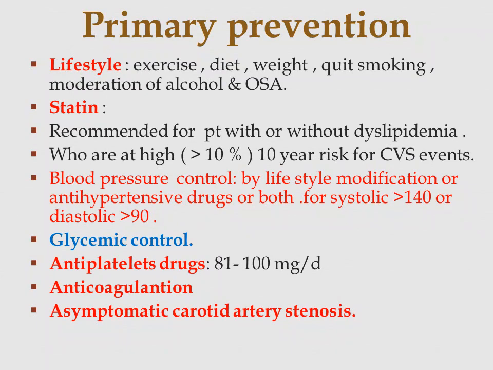Antiplatelet: giving aspirin 81 to 100 milligram per day for patients, whenever it is indicated. Anticoagulation is also given for patients, especially AF patients, those with protein CNS deficiency, patients post myocardial infarction, for example, patients with carotid artery stenosis, cavernous venous thrombosis, and any patient with a risk factor for stroke where anticoagulation is indicated. Asymptomatic carotid artery stenosis, we will talk about it later.